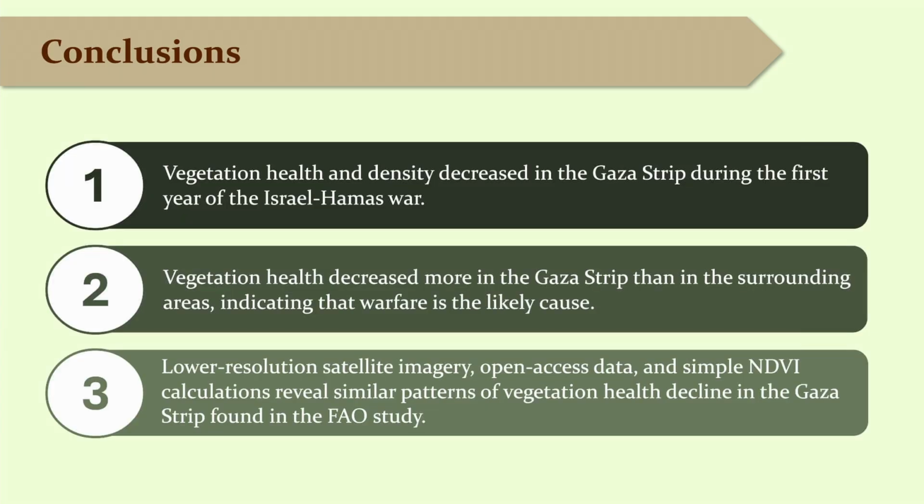My conclusions were that vegetation health and density did decrease in the Gaza Strip during that first year of the Israel-Hamas war. I also found that the vegetation health decreased more in the Gaza Strip than in the surrounding areas, so this indicates that the warfare is likely the cause for this. And then finally, I did find that lower resolution satellite imagery, open access data, and simple NDVI calculations were able to show similar patterns of vegetation health decline in the Gaza Strip, similar to the FAO study.